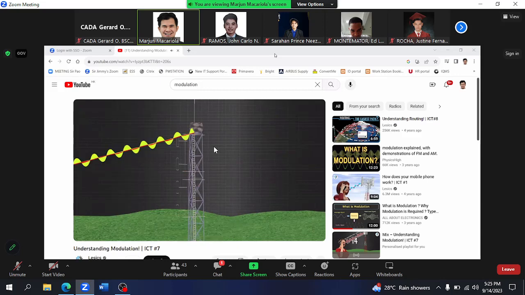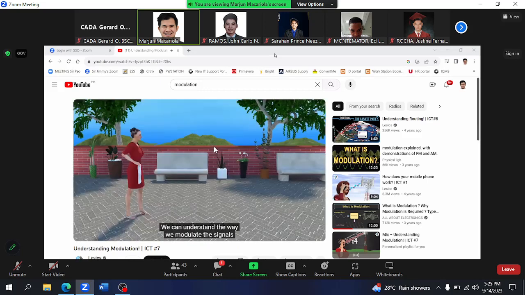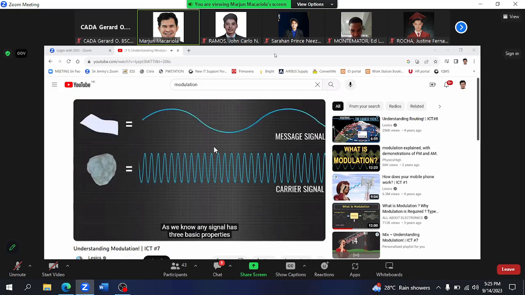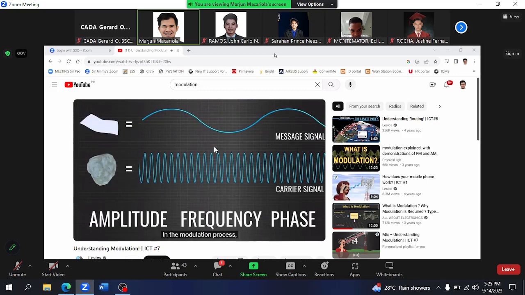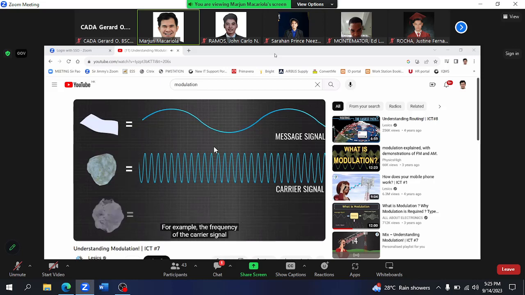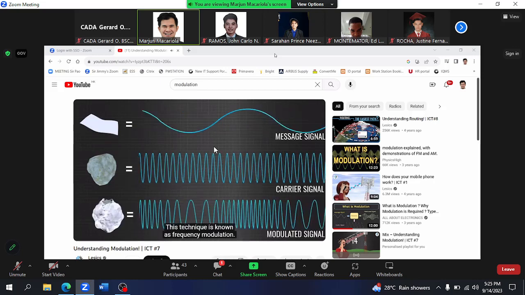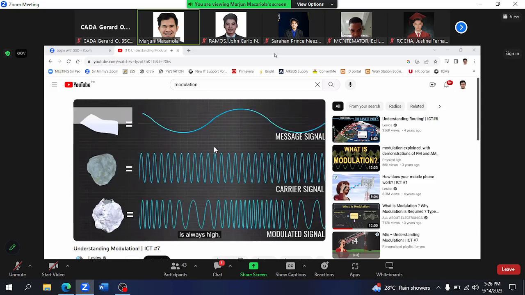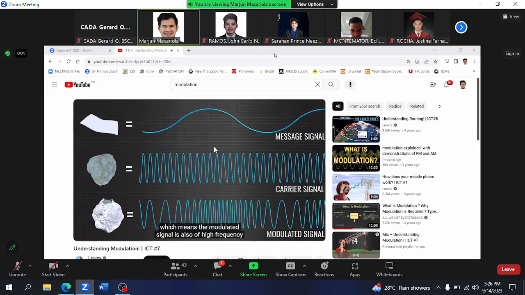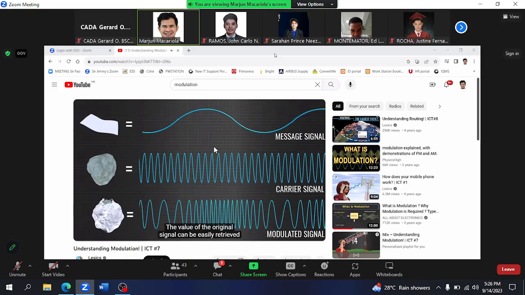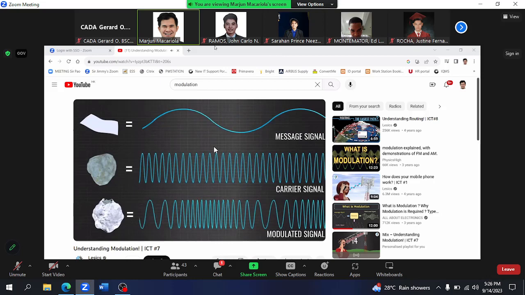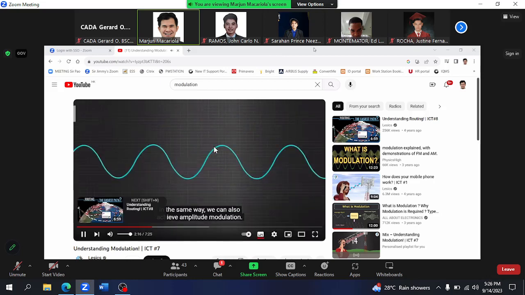of paper, it won't go far. Now, tie to a stone and throw it. In the modulation process, one of the properties of the carrier signal is varied in accordance with the message signal. For example, the frequency of the carrier signal is varied according to the amplitude of the message signal. This technique is known as frequency modulation. Please note that the frequency of a carrier signal is always high, which means the modulated signal is also of high frequency and energy. The value of the original signal can be easily retrieved from the frequency of the modulated signal. In the same way, Share.